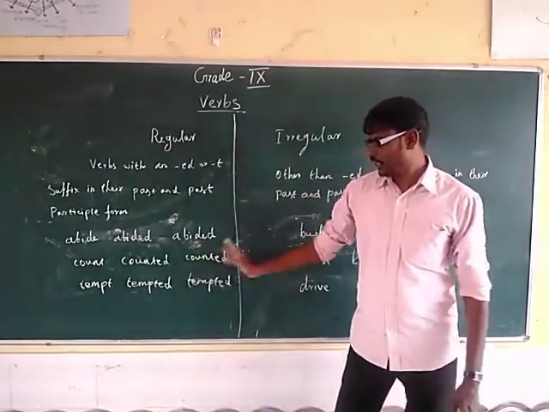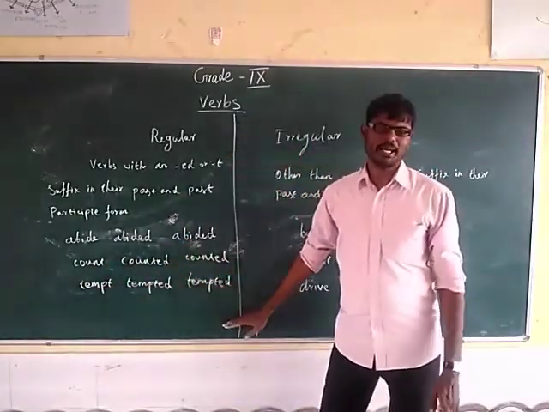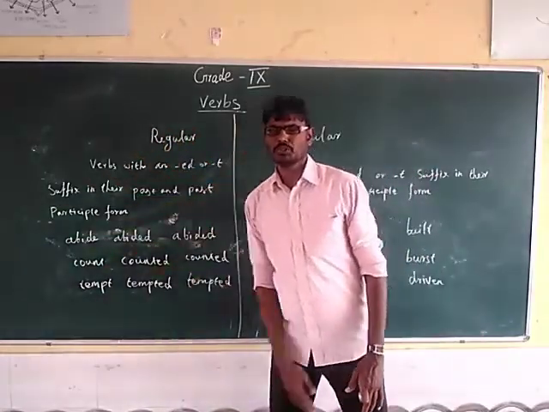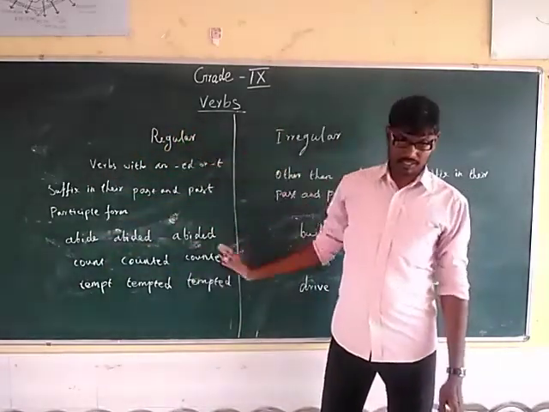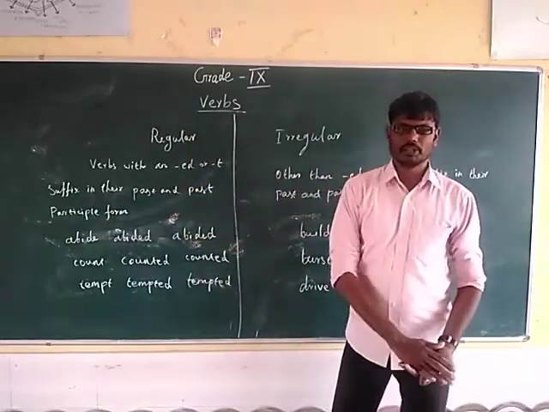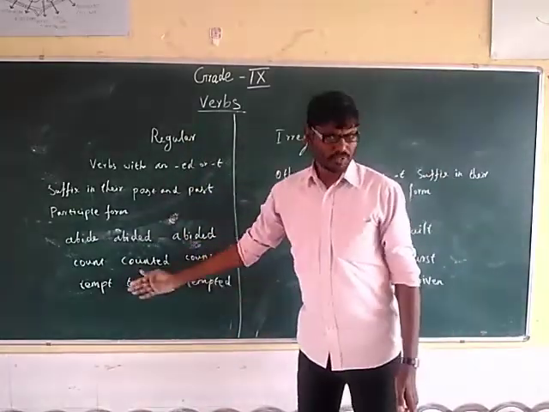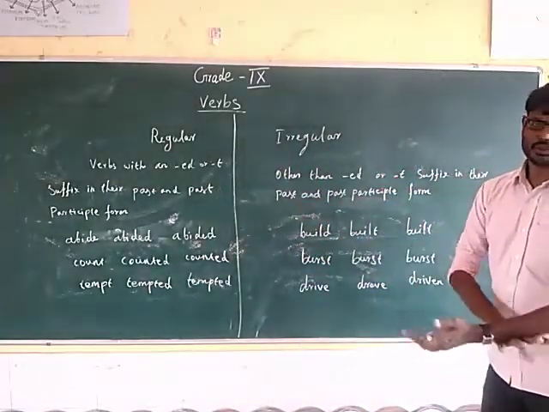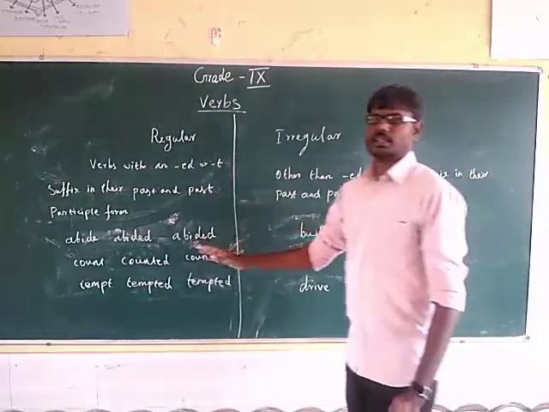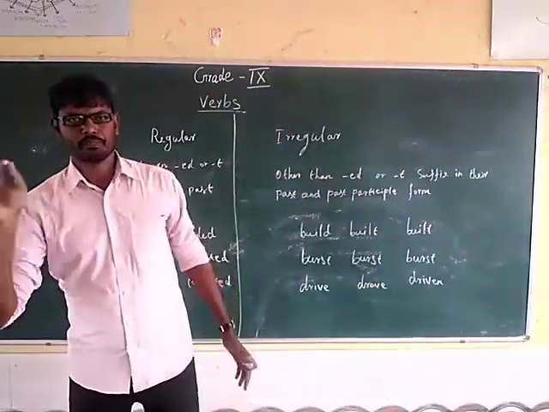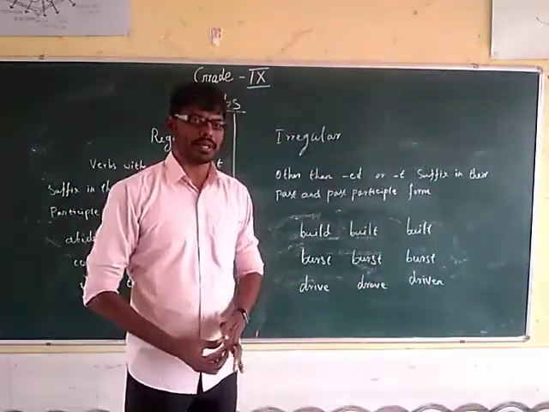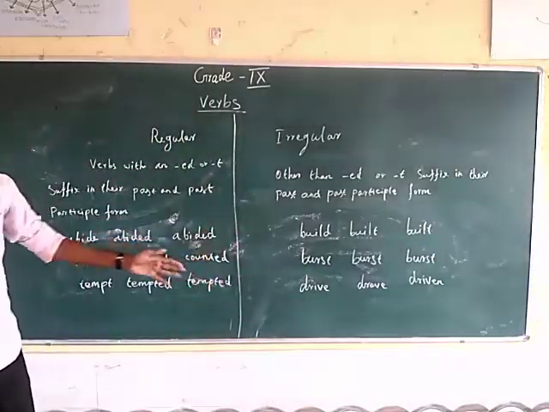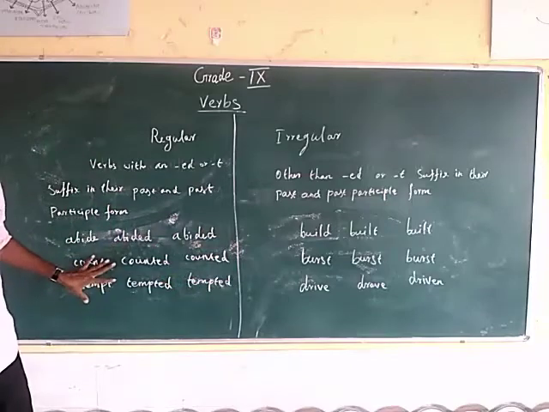Count, counted, counted. Tempt, tempted, tempted. We have added ed as a suffix to the present form, so these verbs are called regular verbs. One more example: play, played, played. We have added ed as a suffix to the verb. In the past form or past participle form, we add the suffix ed or t. Those verbs are called regular verbs.